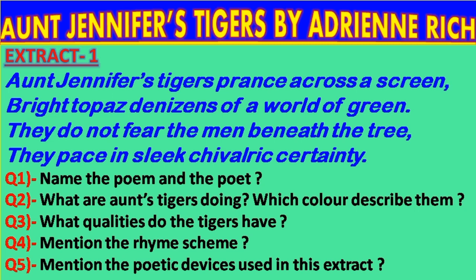Contrast: bright topaz, green world. These are contrasting the character of Aunt Jennifer, because she is the opposite of all these things. Personification example: the tigers are personified here as they are prancing, prance is used for them, fearless, chivalric. Example of assonance: topaz, denizens, because Z and Z is repeated again and again.